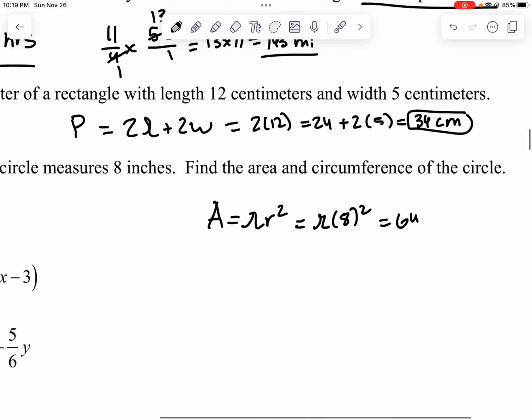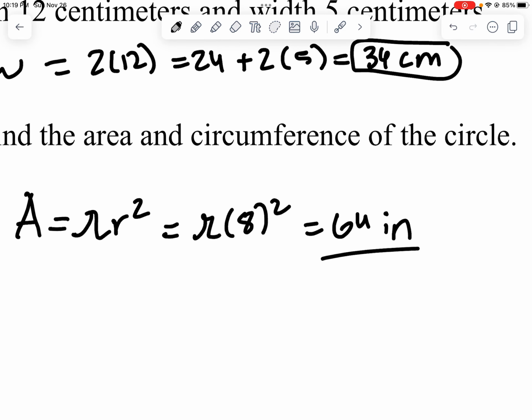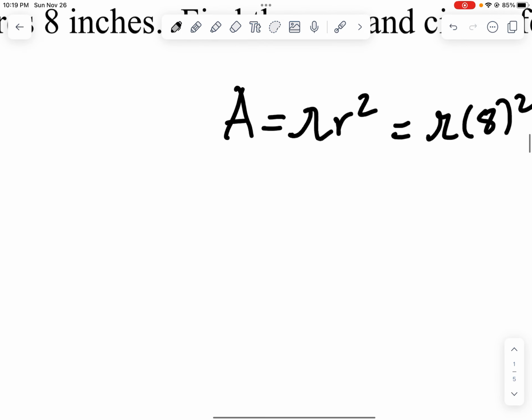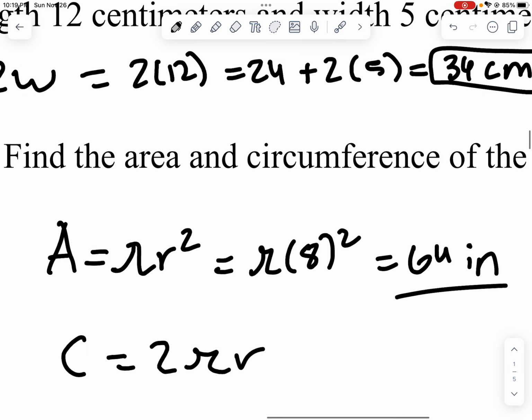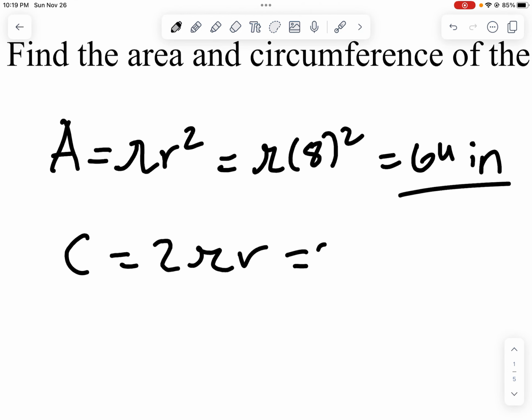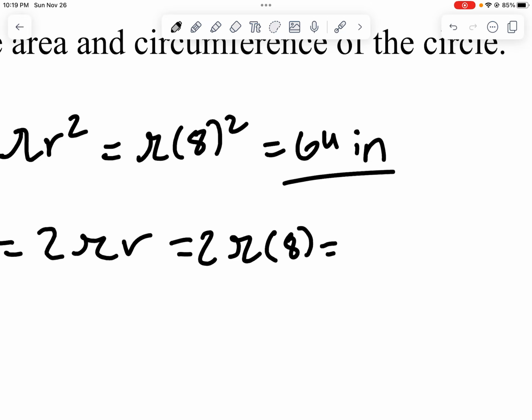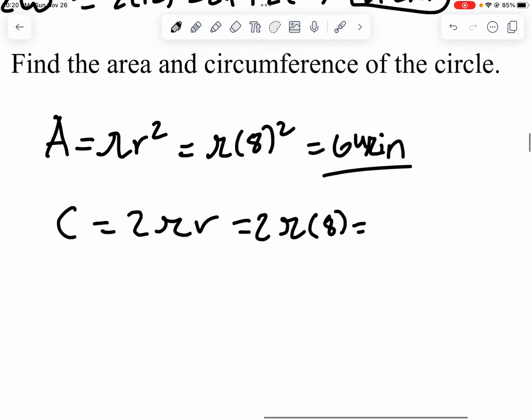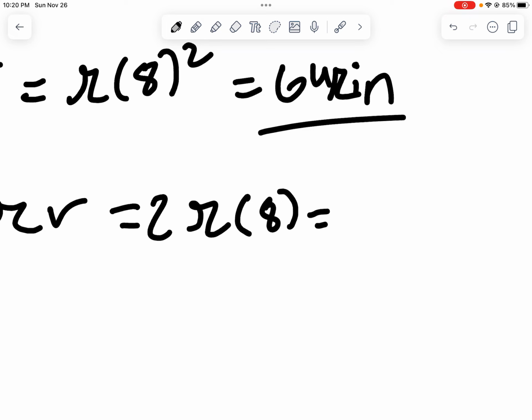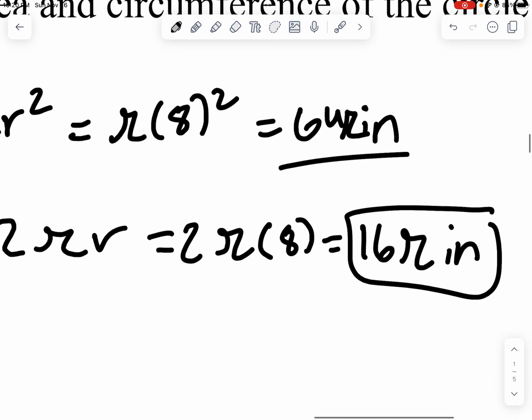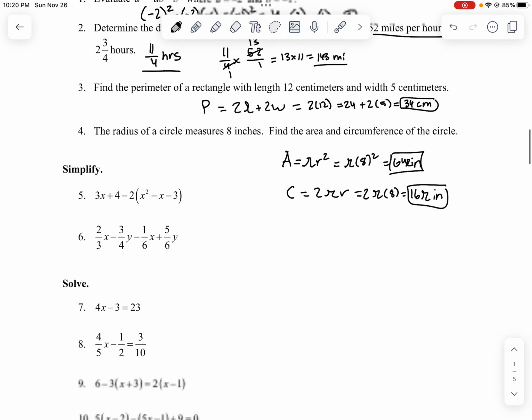And again, don't forget the unit. This time it's inches. Oh, sorry, I forgot to put pi up here. Make sure it's 64 pi inches, not just 64 inches. If you want the circumference, what is the formula for that? 2 pi r, right? We know the radius again is 8, so 2 pi into 8. Circumference equals 2 pi into 8. What is that? 16 pi inches, okay? Pretty fairly simple there. Done.